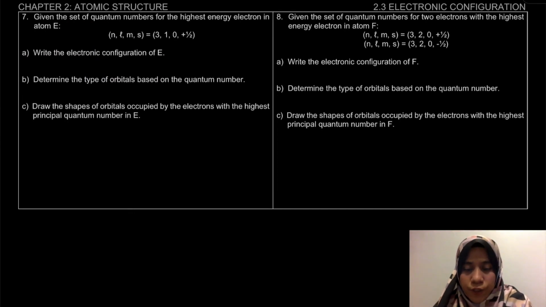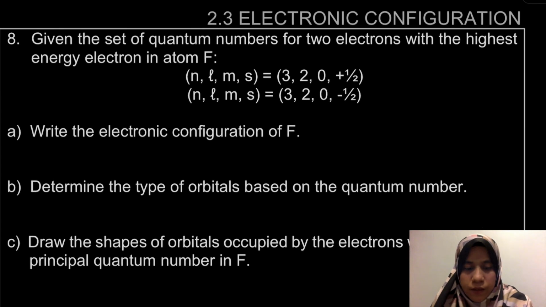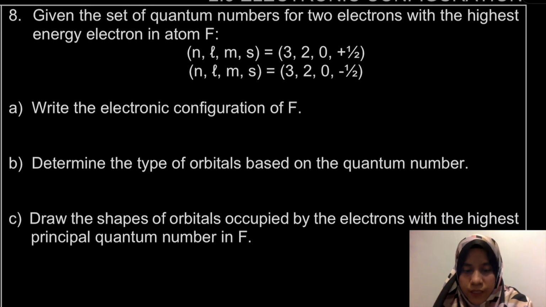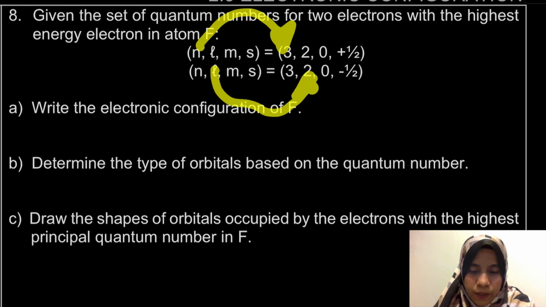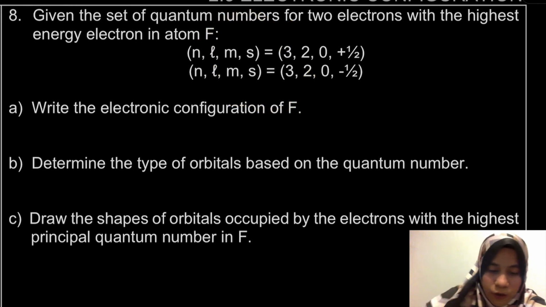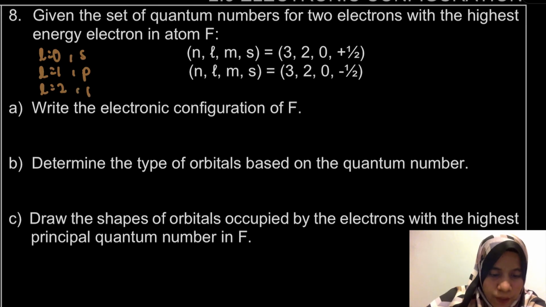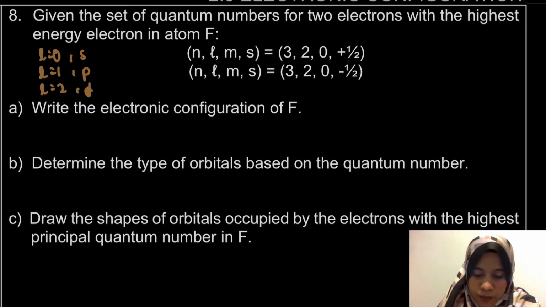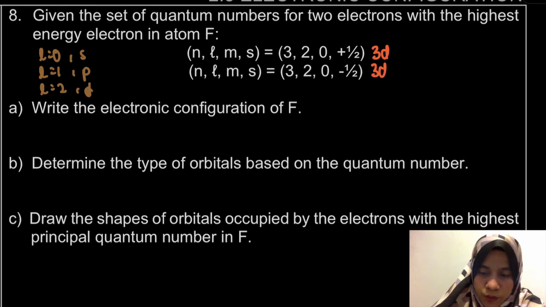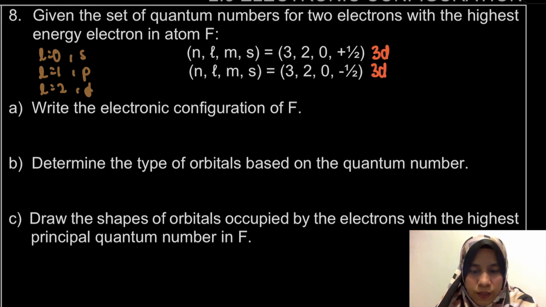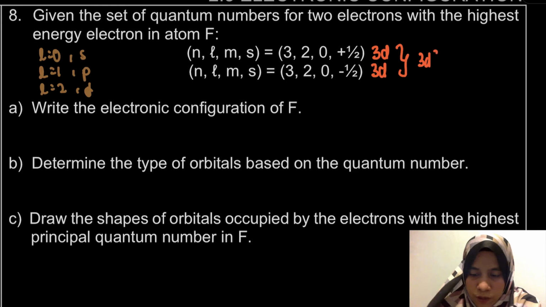Okay, the last question that we're going to look at is question number 8. Question number 7 you can do by yourself. Given the set of quantum numbers for 2 electrons with the highest energy in atom F. Here n equals 3, L equals 2. So what is that? If L equals 0, it is an S orbital. When L equals 1, it is a P orbital. When L equals 2, it is a D orbital. So here it is 3D. This one is also 3D. So for the highest energy electrons, we're going to assume the outermost electrons are 3D2.